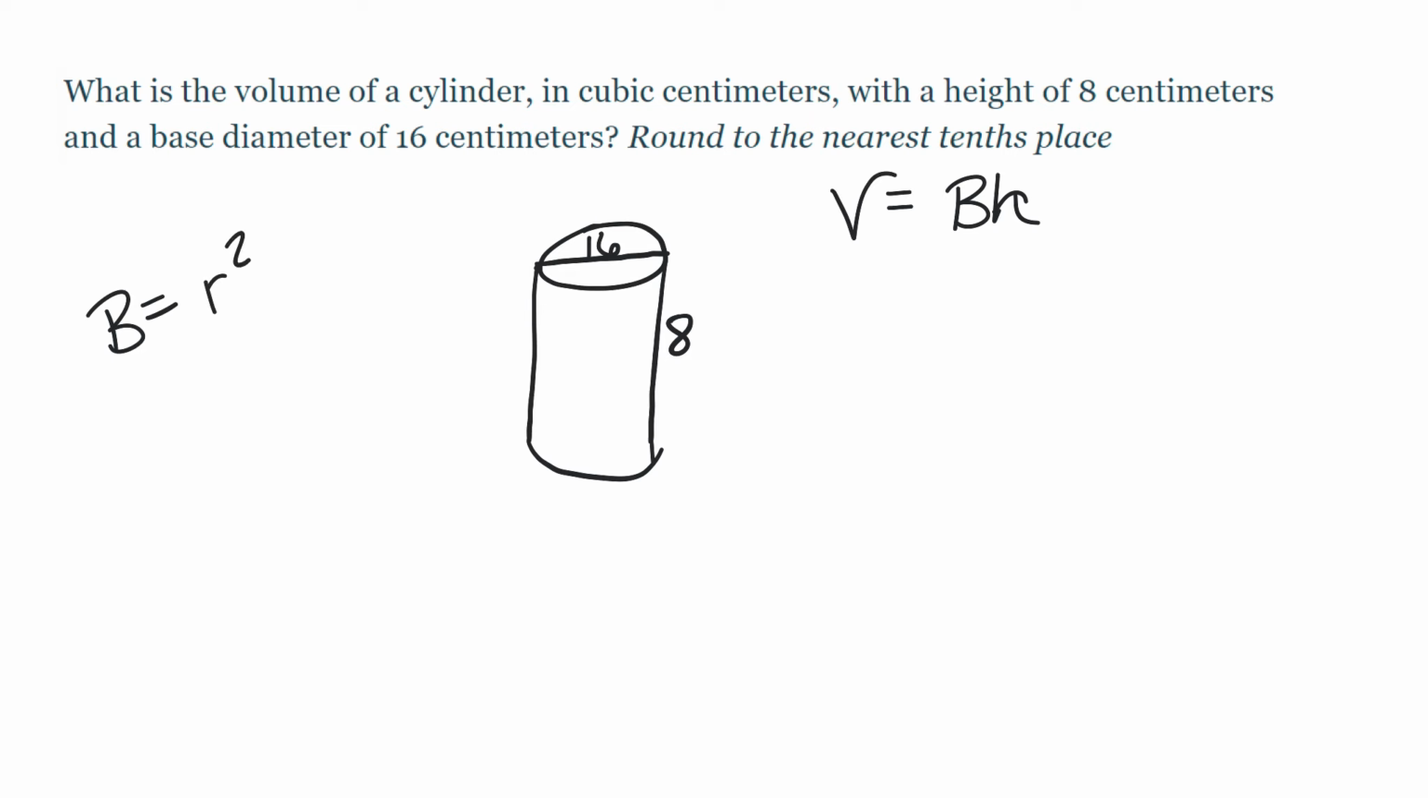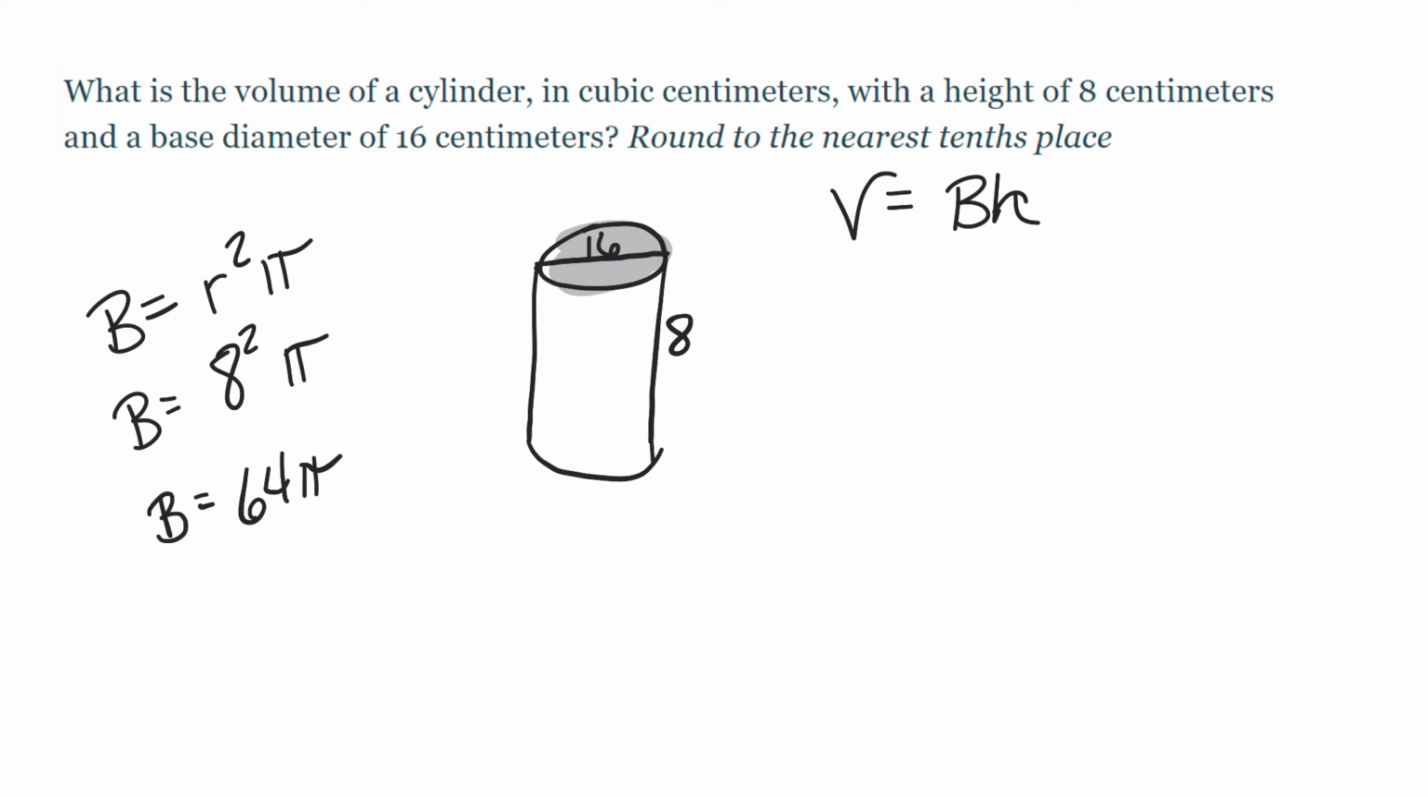So the area of a circle is radius squared times pi. Since our diameter is 16, our radius would be half of that, 8. So our base area is equal to 64 pi. So this base area that we have, I'm highlighting here, is 64 pi.